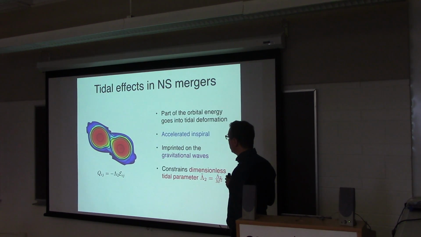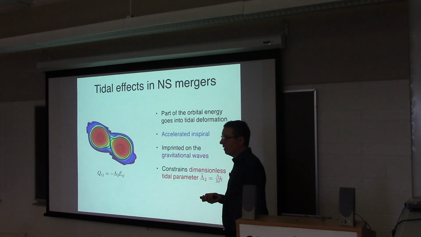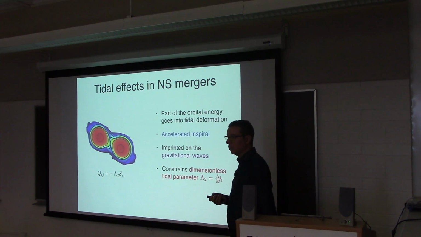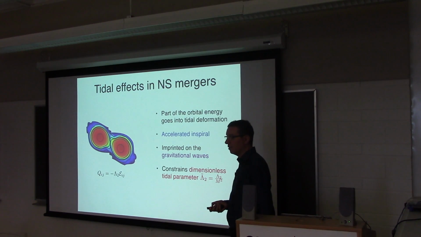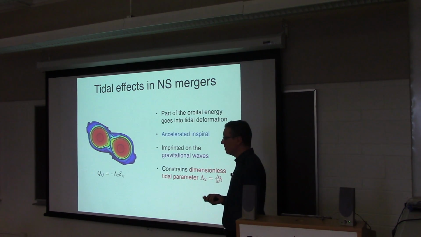The way that LIGO can do this is by measuring tidal effects. So neutron stars are not point particles. They deform in each other's tidal field. And if you were to sit here on top of this neutron star, since the neutron stars are not co-rotating, you would see a time-changing quadrupole as the tidal bulge goes around the neutron star. So this is yet another source of gravitational waves.